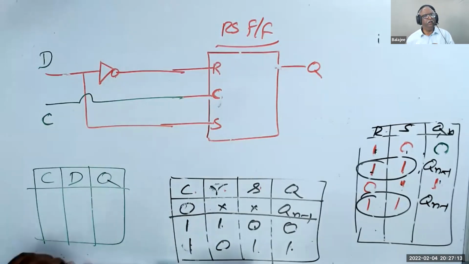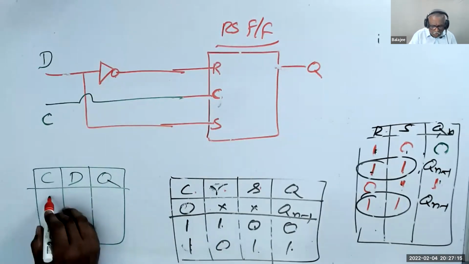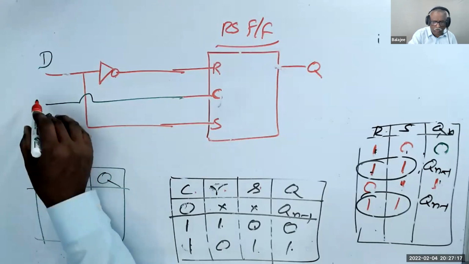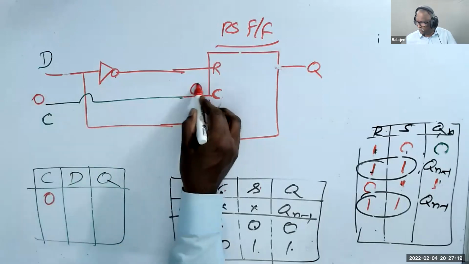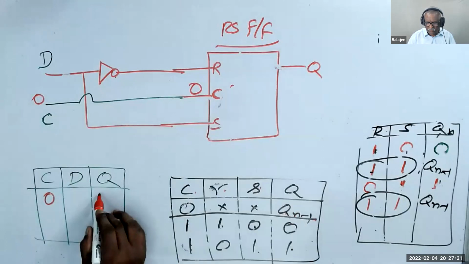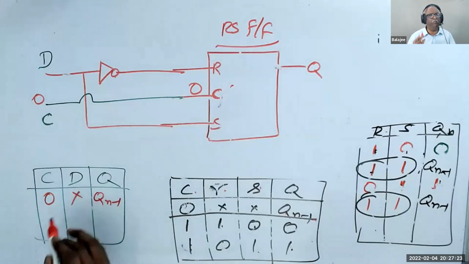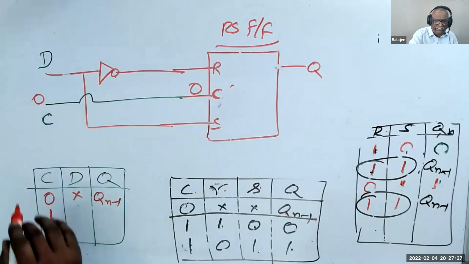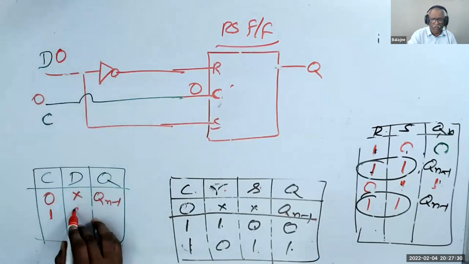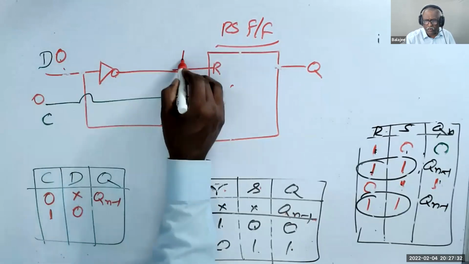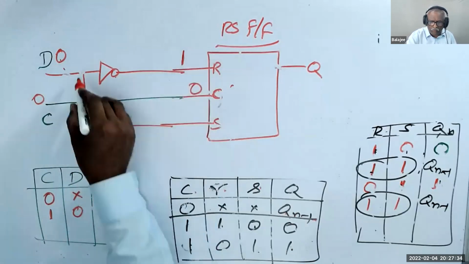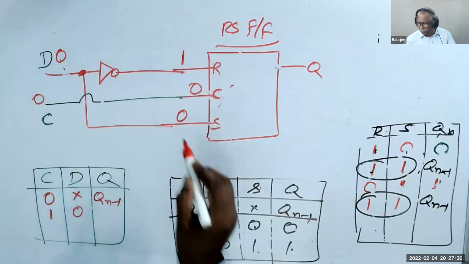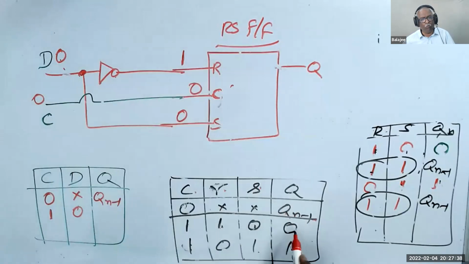Understand? When C is 0, Q n minus 1, no change. Whatever could be the D, I'm not worried. When C is 1, when D is 0, what happened? Let us see, D is 0. When D is 0 means R becomes 1, S becomes 0. The output is 0.